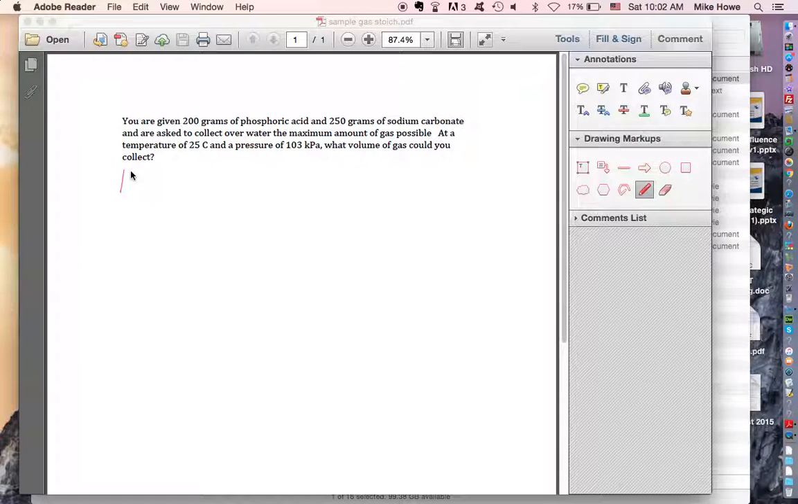We have phosphoric acid. That'd be H3PO4. Phosphoric means phosphate because of the ATE ending means the IC acid ending. Okay, we can combine that with sodium carbonate, so that we're going to make sodium phosphate.